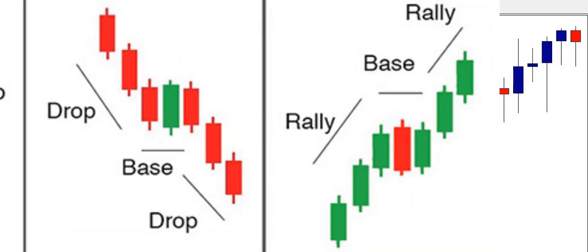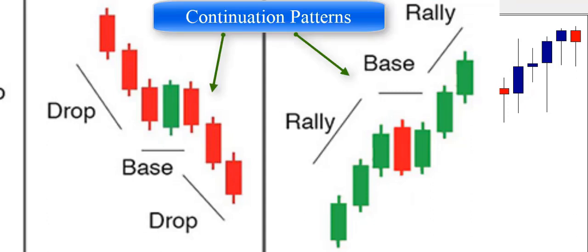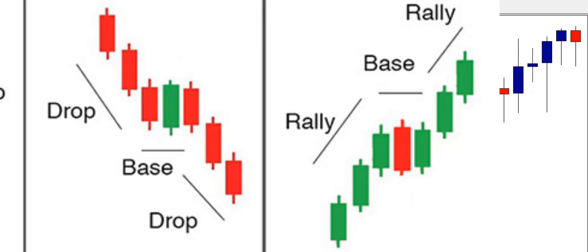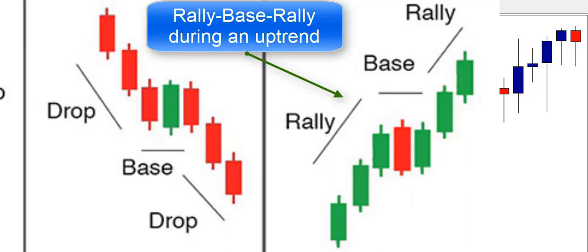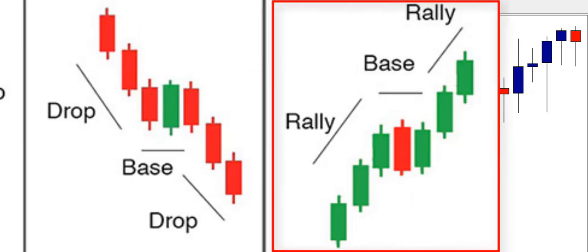These patterns are considered continuation patterns. Let me break it down for you guys. If a supply or demand zone forms during a trending move, then it's either a DropBaseDrop in case of a downtrend or a RallyBaseRally in case of an uptrend. So let's start with the first continuation pattern, which is the RallyBaseRally.